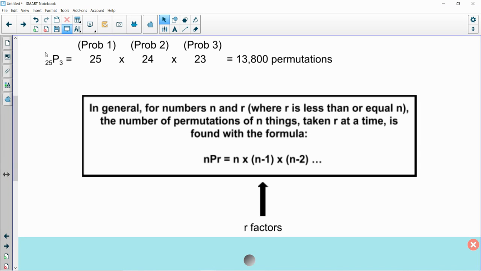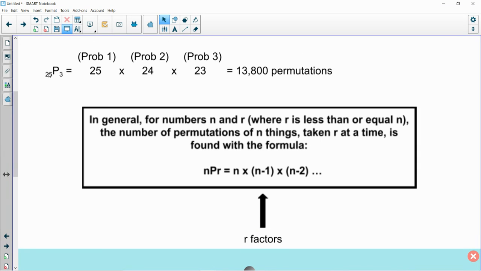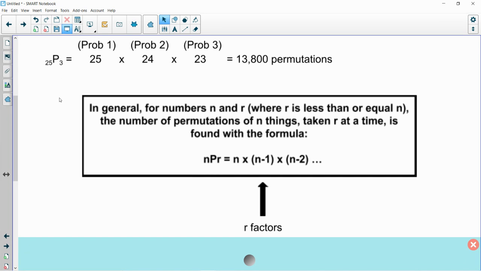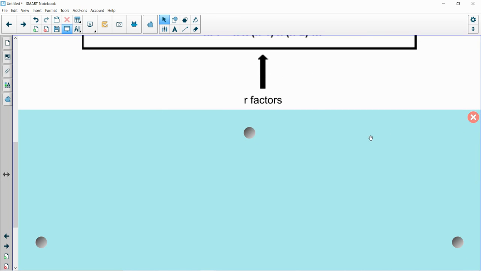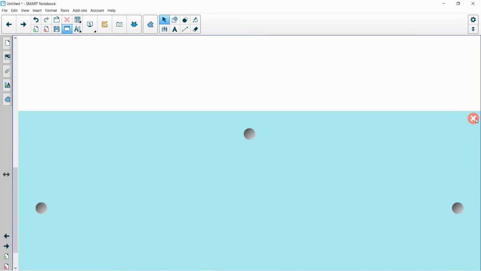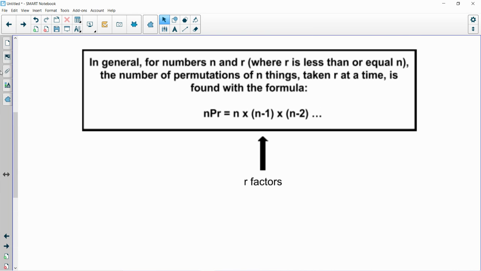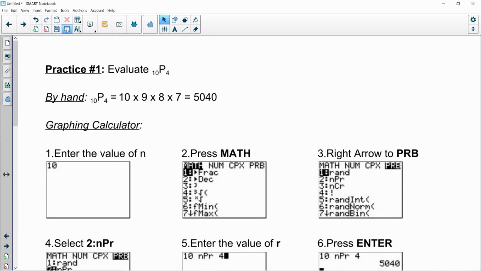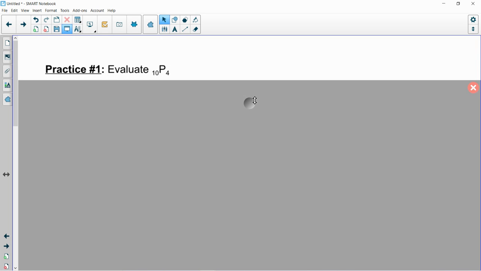So let's go back up here to what we did. Take a look, 25P3. The 25 on the left tells you the number to start with. The 3 says we're only going to multiply 3 factors together. So when I start counting down, I'm going to stop when I have 3 different factors. Then I'll take my multiplication and find myself a nice product. All right, hopefully everyone is able to key in on this without much of an issue. Let's move forward.